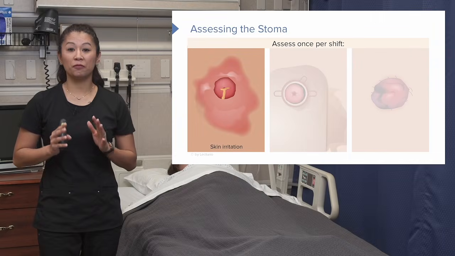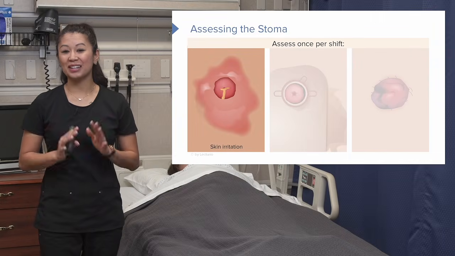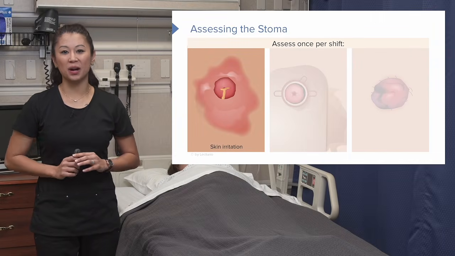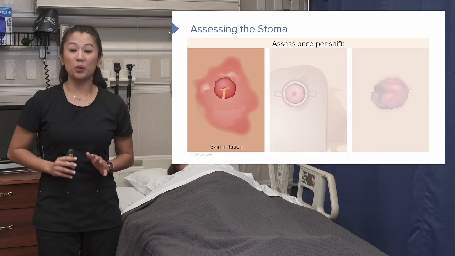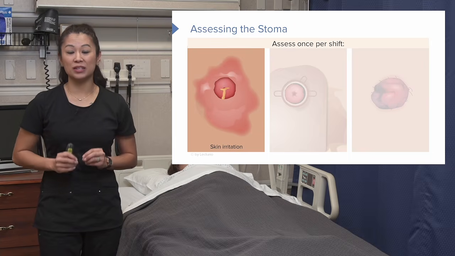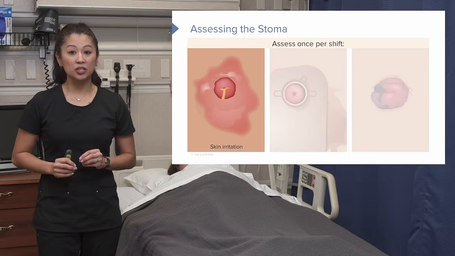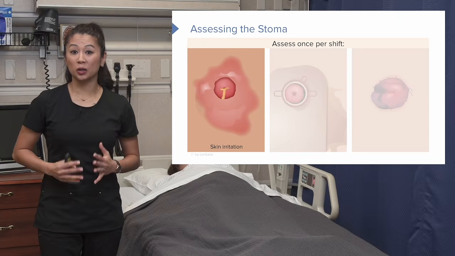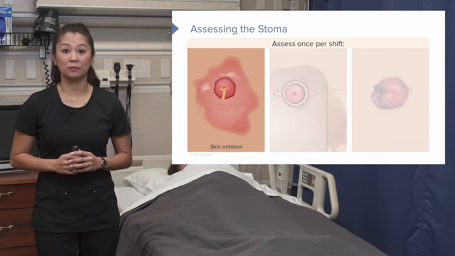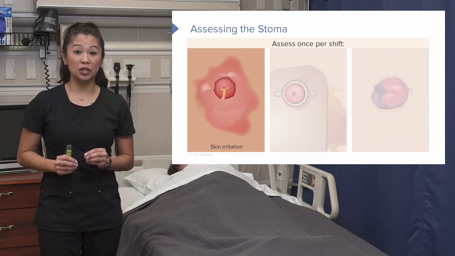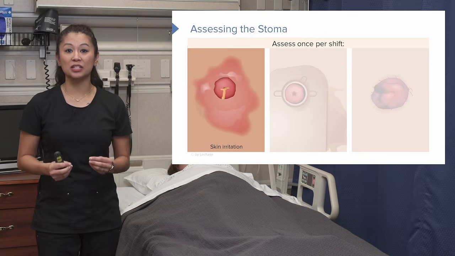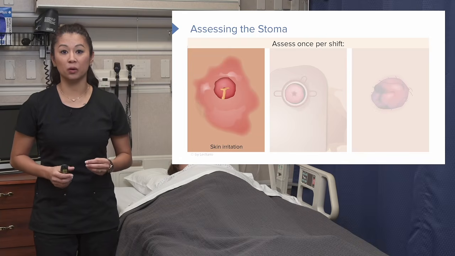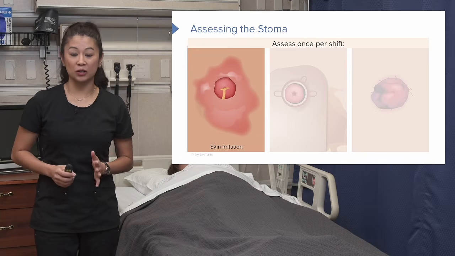Now, let's start first with assessment. As nurses, we always go back to assessment, right? There's quite a bit here, but let's talk about why these are so important. With a stoma, a lot of things can arise, so let's take a look. At least once per shift, as a nurse, you should be assessing that stoma, and here are some things we're going to look for. So we need to look for skin irritation.